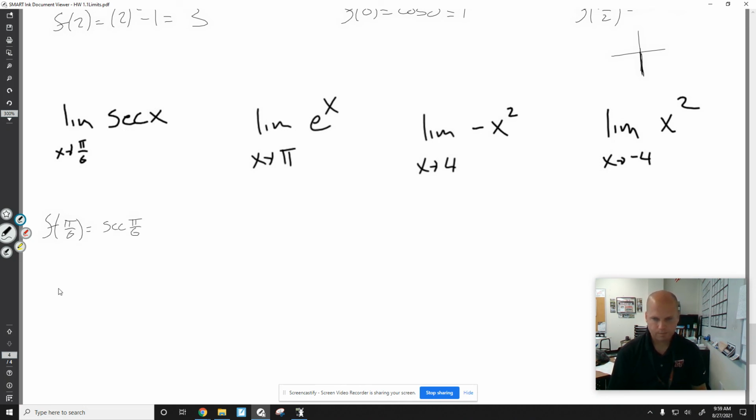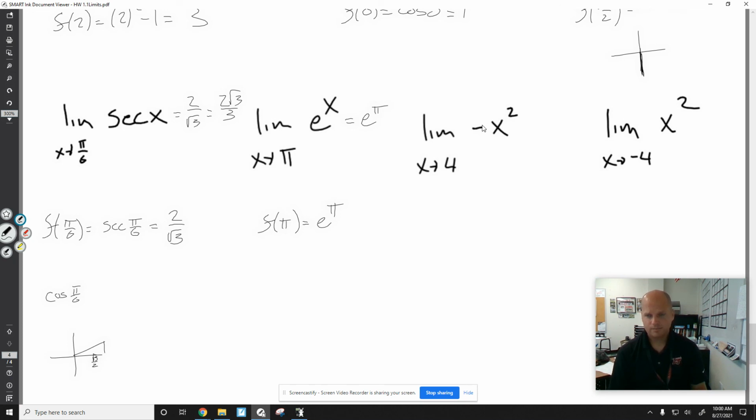Secant pi over 6. Secant's the reciprocal of cosine. Cosine pi over 6. 30-degree angle is the pi over 6. Cosine is the adjacent side. That's the longer side. So I need the reciprocal, which is 2 over root 3, which we know is 2 root 3 over 3 if you rationalize. Plug in pi into e to the x. What? Well, guess what, guys? If you don't have a calculator and you can't simplify, you're just not going to. That's your answer. E to the pi, whatever that is.